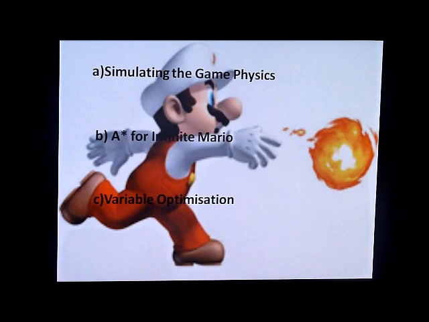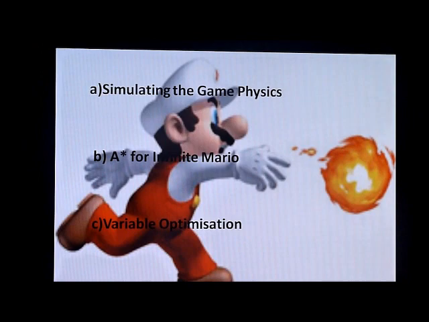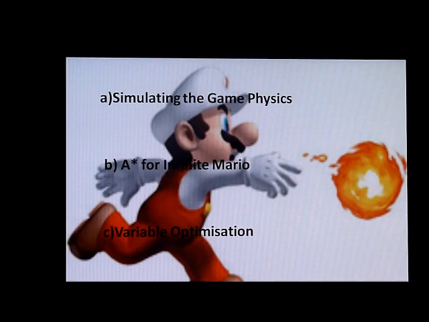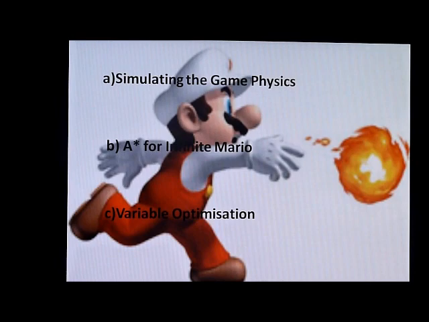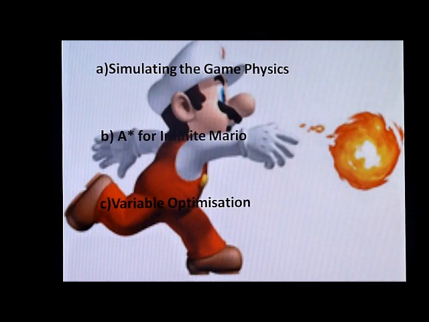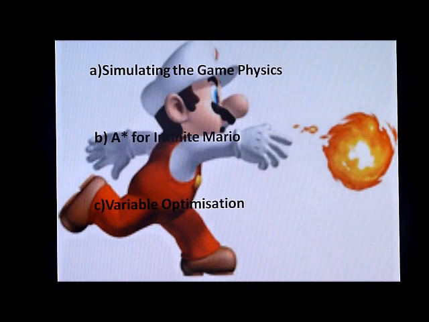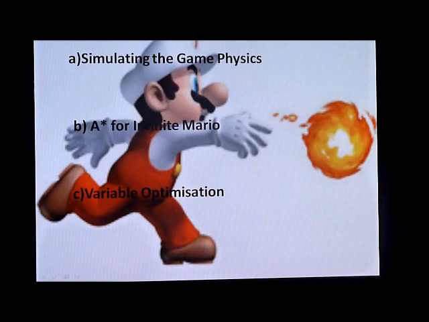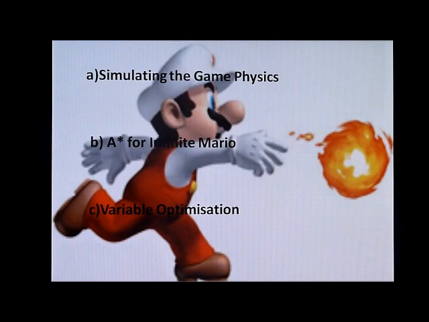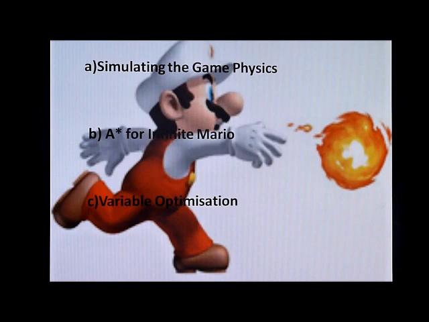Number B, A-star for Infinite Mario. The A-star search algorithm is a widely used best-first graph search algorithm that finds a path with the lowest cost between a predefined start node and one out of possibly several goal nodes. A-star uses a heuristic that estimates the remaining distance to the goal nodes in order to determine the sequence of nodes that are searched by the algorithm. It does so by adding the estimated remaining distance to the previous path cost from the start node to the current node. This heuristic should be admissible for optimality to be guaranteed. However, if only near optimality is required, this constraint can be relaxed to speed up path finding. With a heuristic that overestimates by x, the path will be at most x too long.